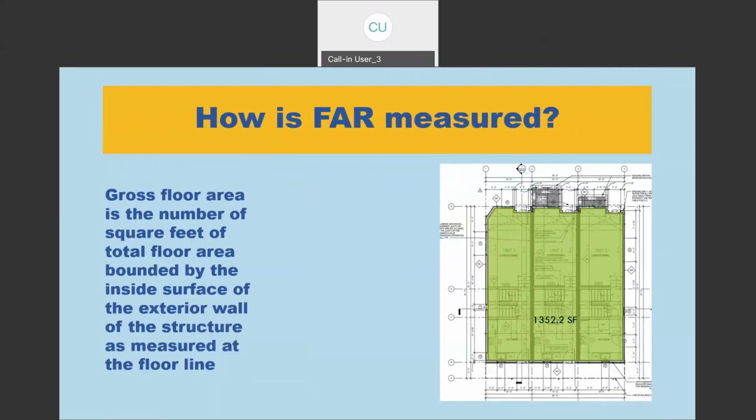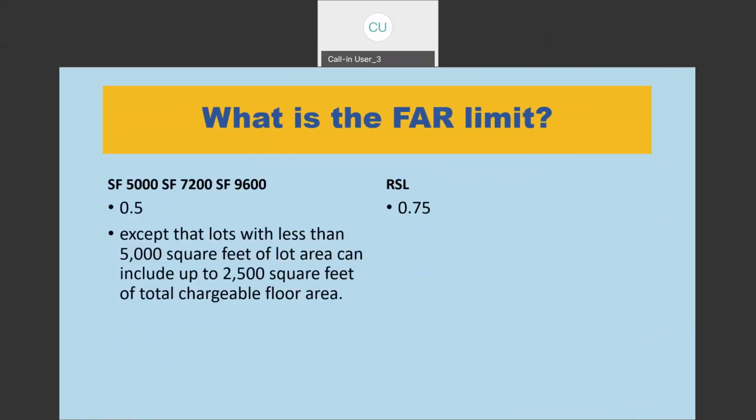So here's a more complex diagram, I would say. This is from a townhouse structure, and so they have a lot of other details in here, but it could be as simple as just the perimeter and showing these interior measurements. This is pretty detailed. Let's see. So the FAR limit between the single family zones and the RSL zones varies. Single family is 0.5, RSL is 7.5.